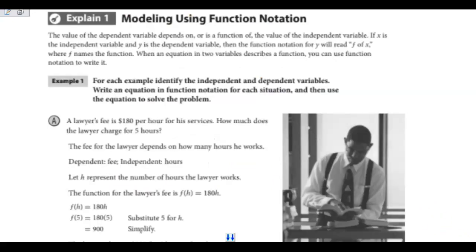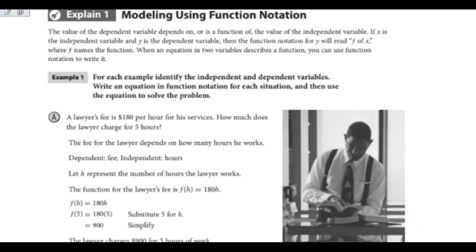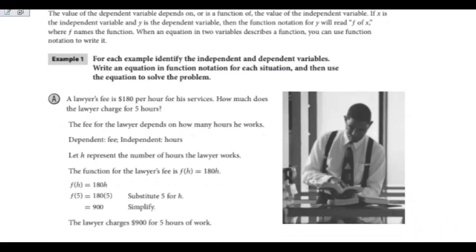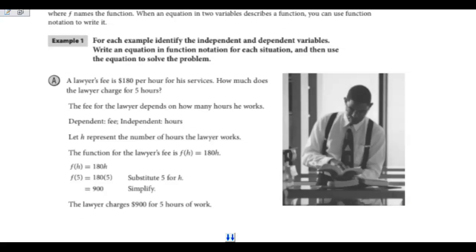Okay. We're going to model using the function notation. We're going to take the information from a scenario and identify the independent and dependent variables. From that, we're going to write an equation in function notation for each situation, and then use the equation to solve the problem. So it says a lawyer's fee is $180 per hour for his services. How much does a lawyer charge for 5 hours?